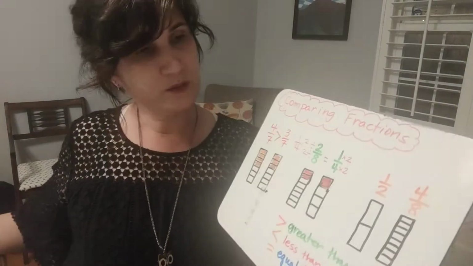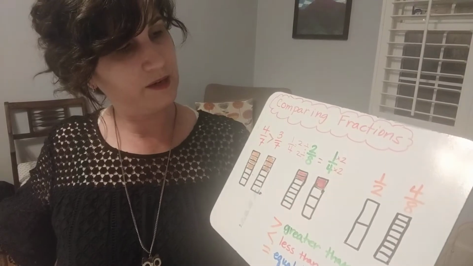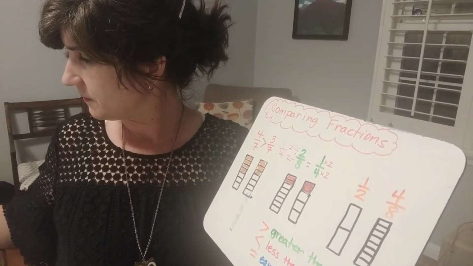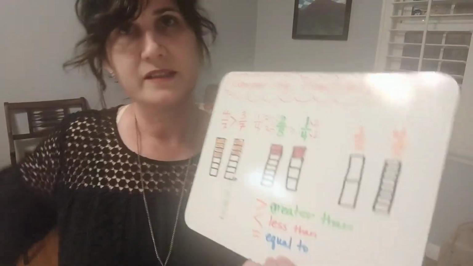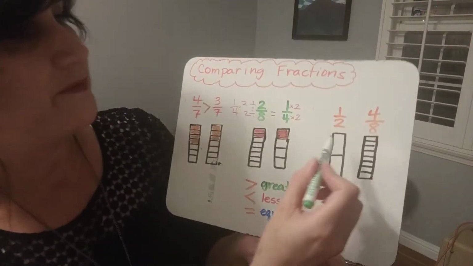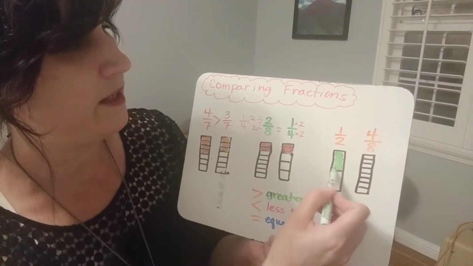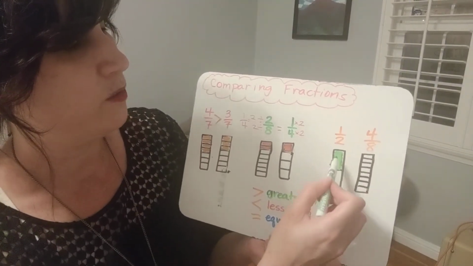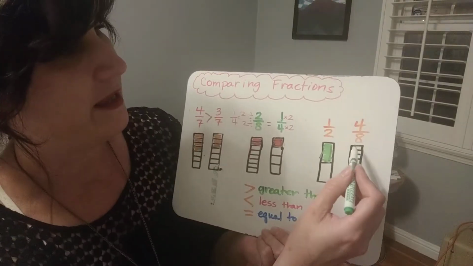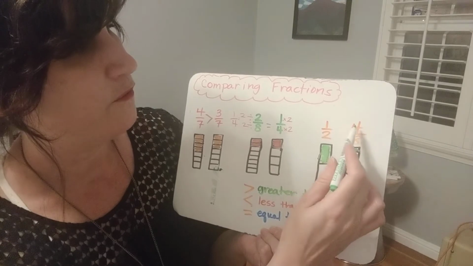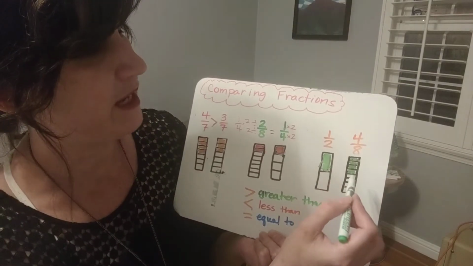All right, so next we're going to go on to this last problem. Couldn't find my pen there. This is 1/2. Definitely you're just going to color in 1 out of those 2 pieces. That means there are 2 total pieces. This one's colored in. And then here I'm going to shade in 4/8. So I'm coloring in 4 out of those 8 pieces.